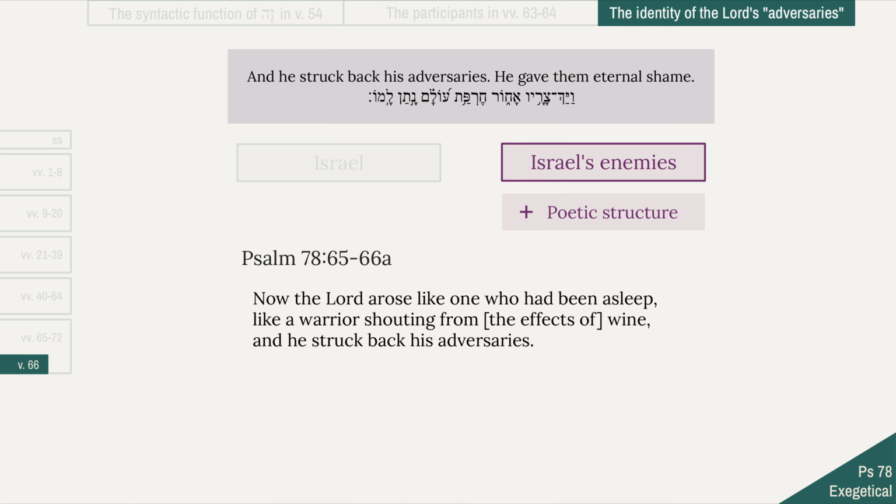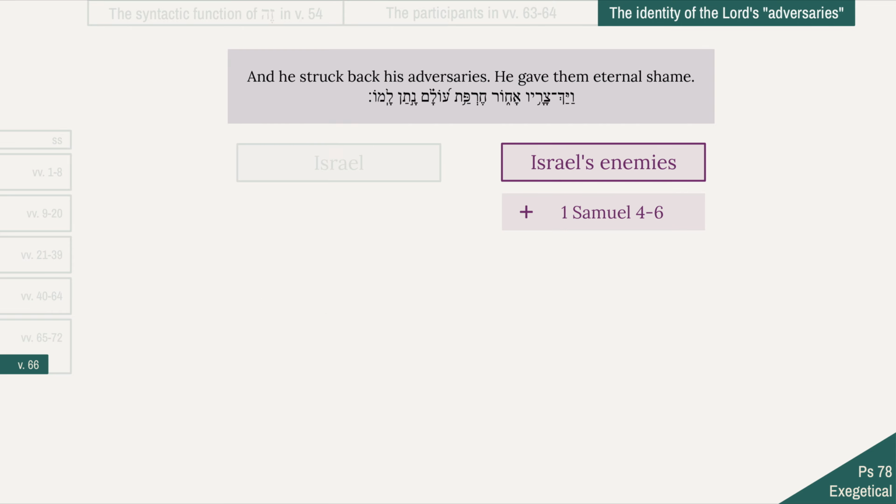The turning point from judgment to solution is in verse 65, where the Lord arises like one who had been asleep, like a warrior, it says, shouting from the effects of wine, and he struck back his adversaries. The psalm is recalling what happened in the Samuel narrative. After the destruction of Shiloh and the exile of the ark, God rose up and he struck the Philistines. And he brought the ark, eventually, to Zion.